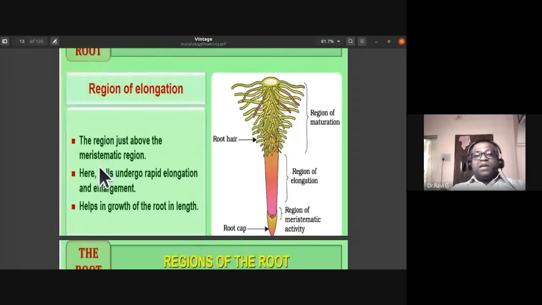So the region of cell elongation is a region above the meristematic region. Here the cell undergoes enlargement and elongation. They attain the same size as that of the parent cell in the region of elongation. They not only undergo enlargement, but also elongation of the cell takes place. So this region of cell elongation helps in the growth of the root in length. The growth of the root in length is brought about at the region of elongation.